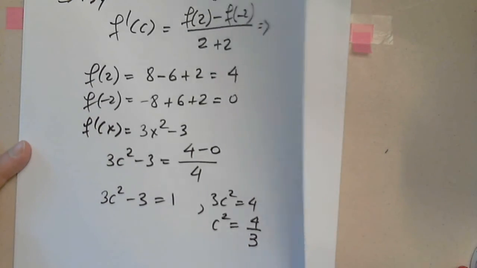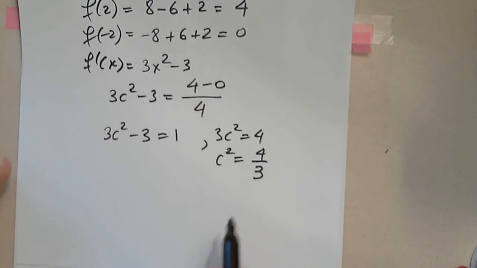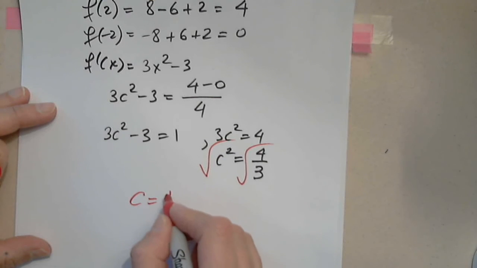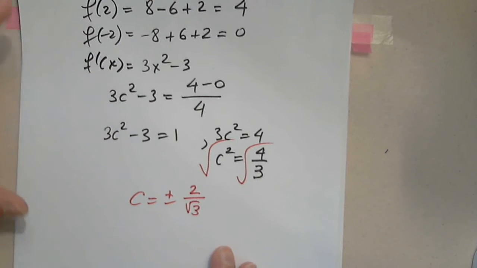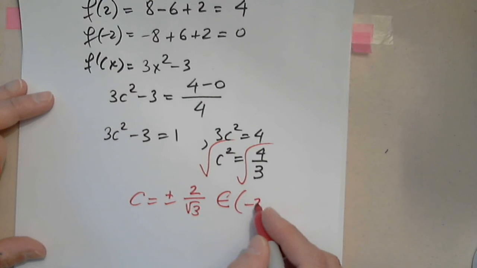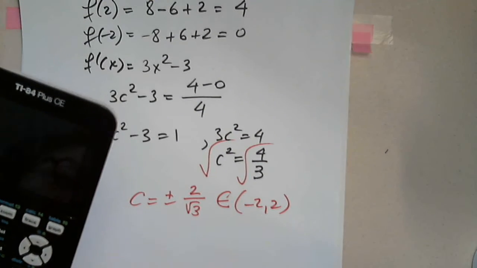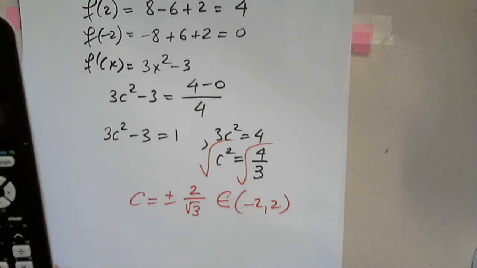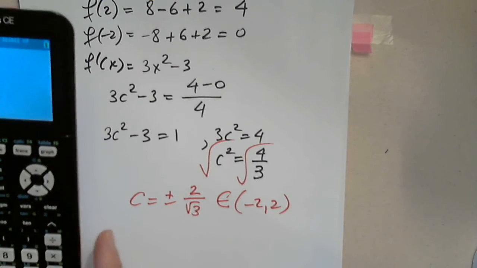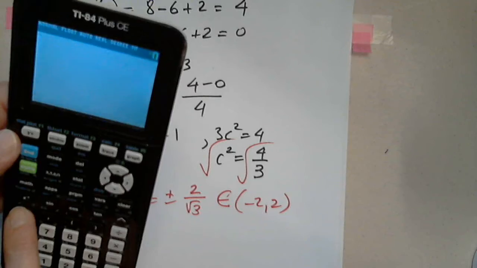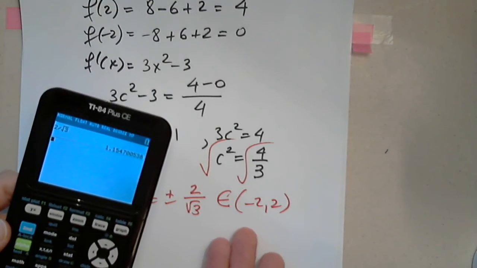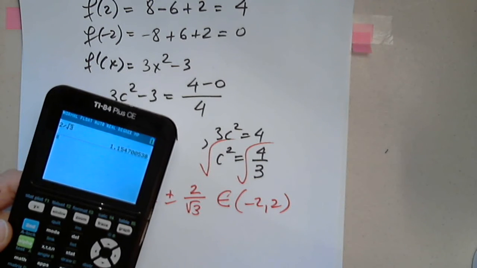Now, what do I do to solve for c? Square root. Very good, thank you very much. So I get that c is plus or minus 2 over the square root of 3. And which one is in the interval -2, 2? Either both or none, and none is not possible because it's guaranteed by the theorem. So 2 divided by the square root of 3 must be a number between -2 and 2, and the other one is also a number between -2 and 2.